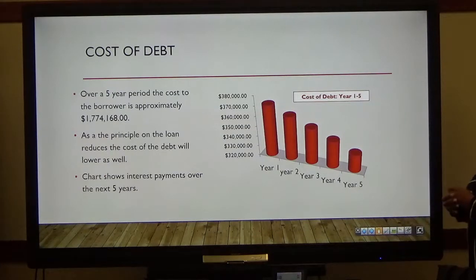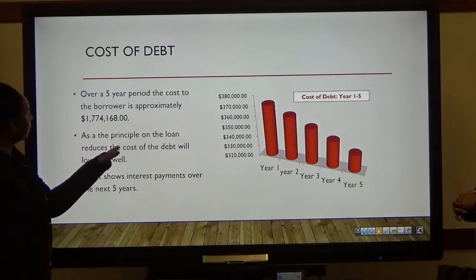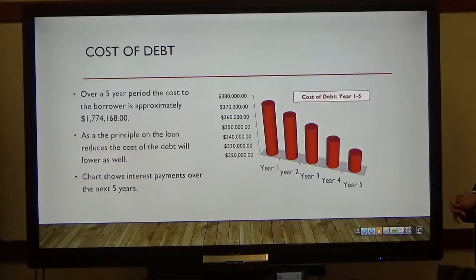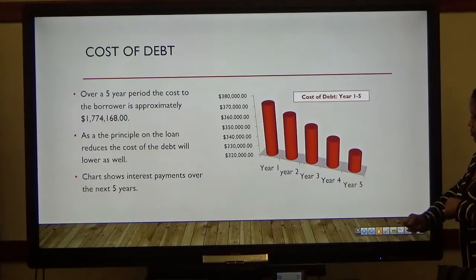Now, is that showing? You say the cost of debt. What is that? Is the principal going down? Yeah, the second bullet says as the loan reduces. Okay, so specifically the principal going down. That's what I was trying to understand, because that description of it is not really accurate. Okay.